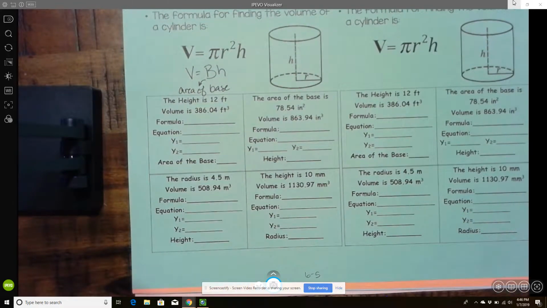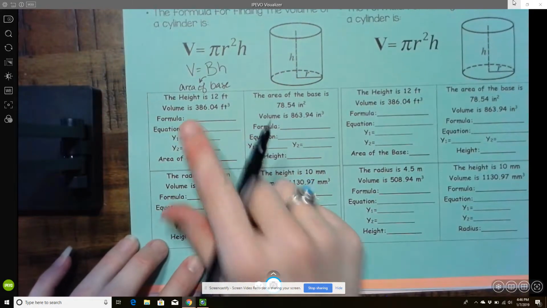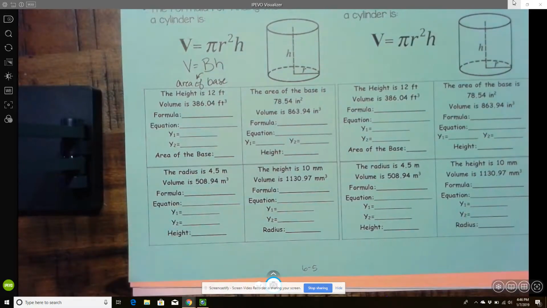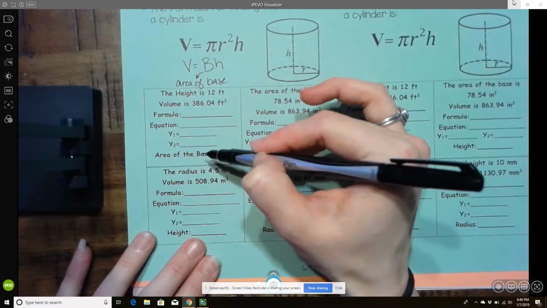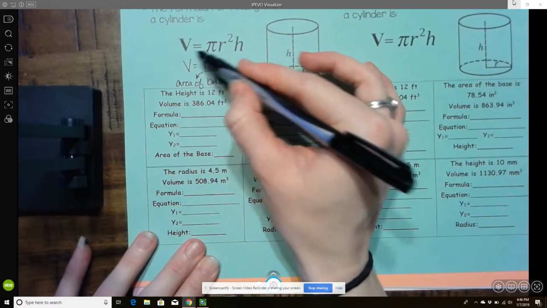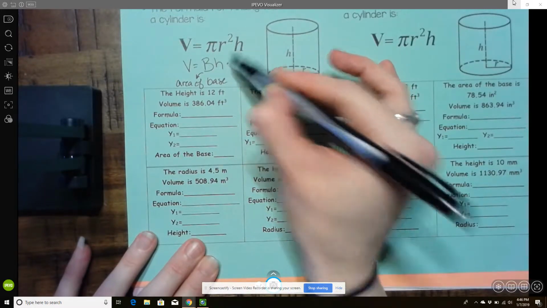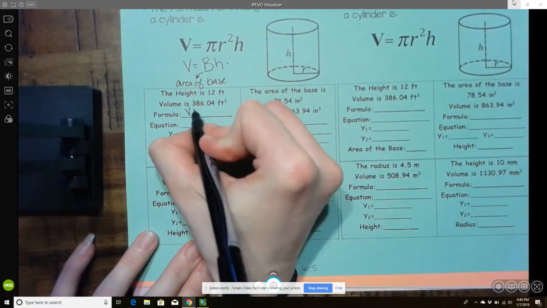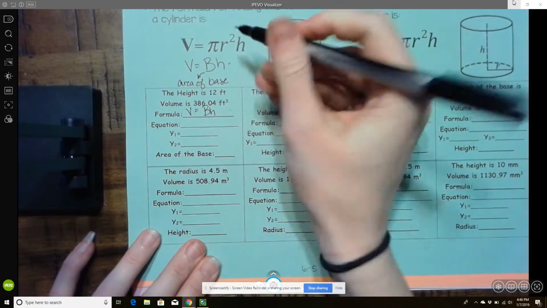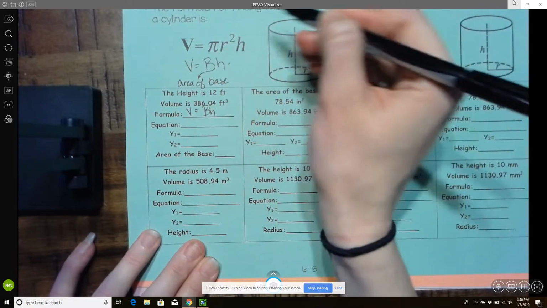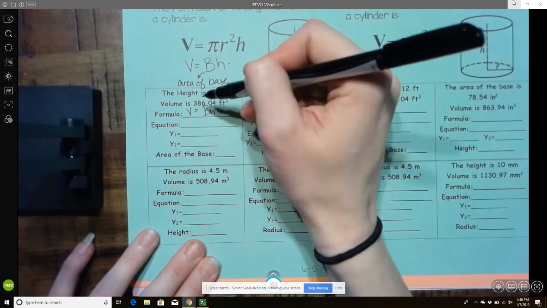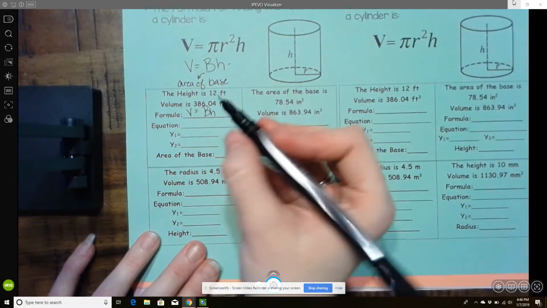So in this one, we're going to work backwards. This first little box here tells me the height is 12 and the volume is 386.04 feet cubed. Now, before I do anything else, I always look to see what they want. Here, they want the area of the base. So I'm not going to use this formula. I'm going to use this one, because that big B stands for the area of the base. So if you use pi r squared h, you're going to find the radius, but then you're going to have to work backwards again to find the area of the base. So that's why I'm choosing this one.